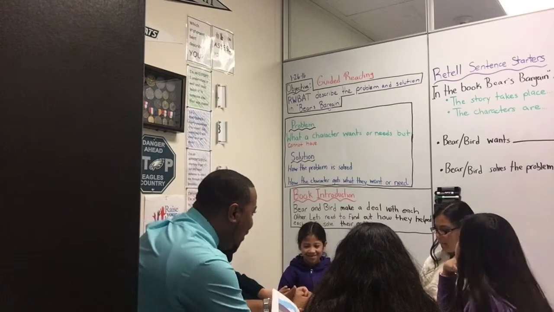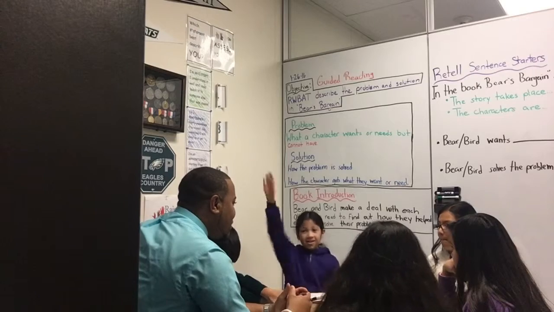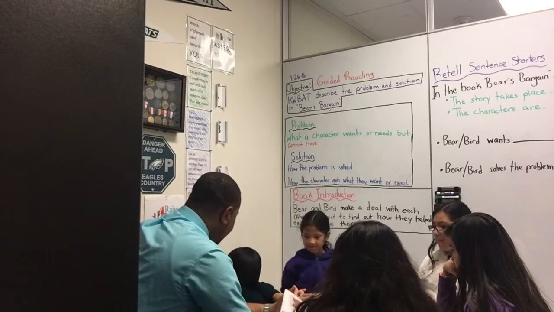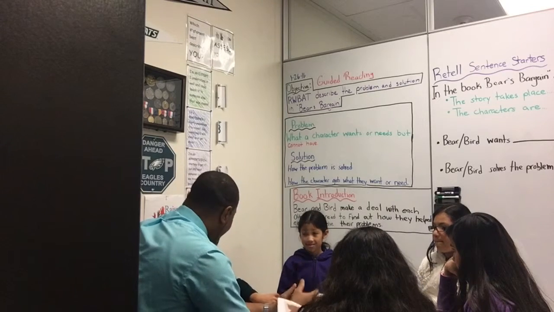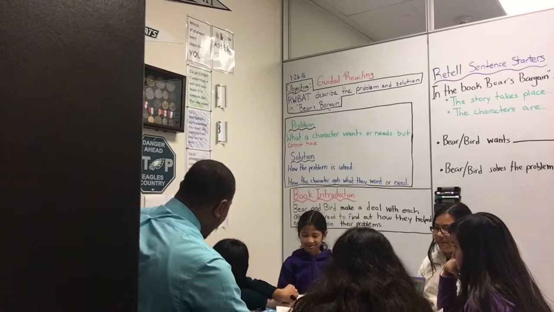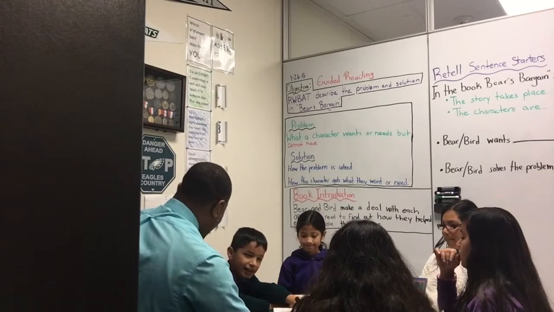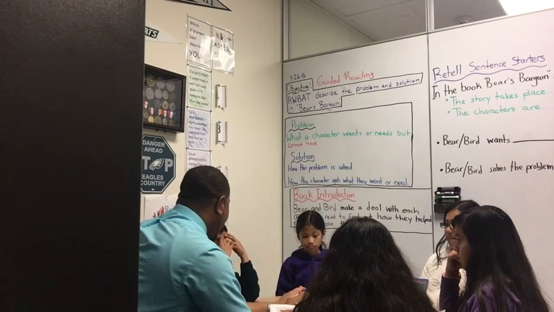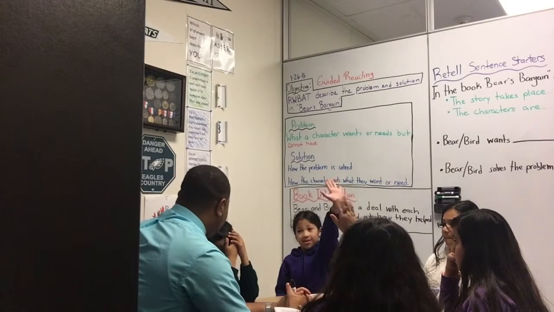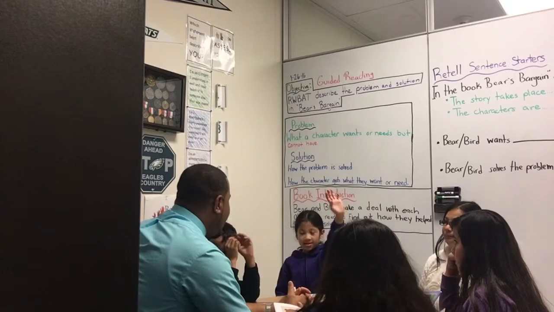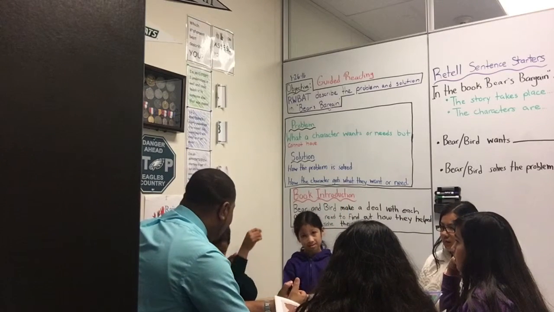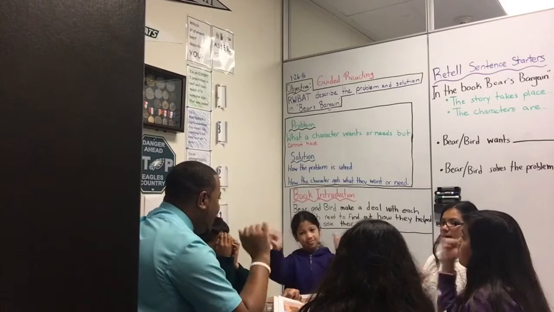What did Bird do to help Bear's problem? John? Kite. Say it louder. Make a kite. Okay, make sure that you're loud and proud. Sit up. Why did he make a kite? What was Bear's problem? He wanted to learn how to do what, John? He wanted to learn how to fly. And the solution to the problem was making a kite. Okay, great job. Who agrees with that? Anybody disagree? We all agree.